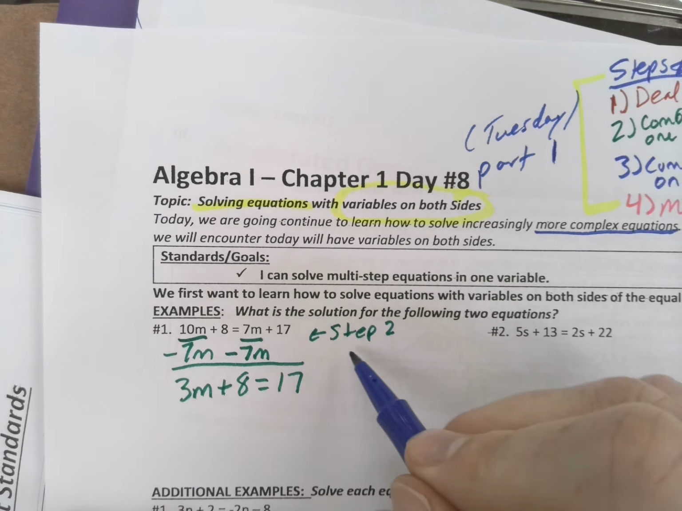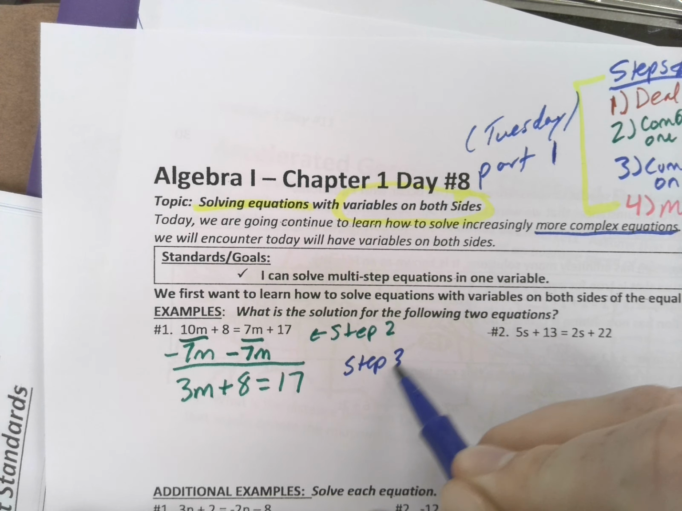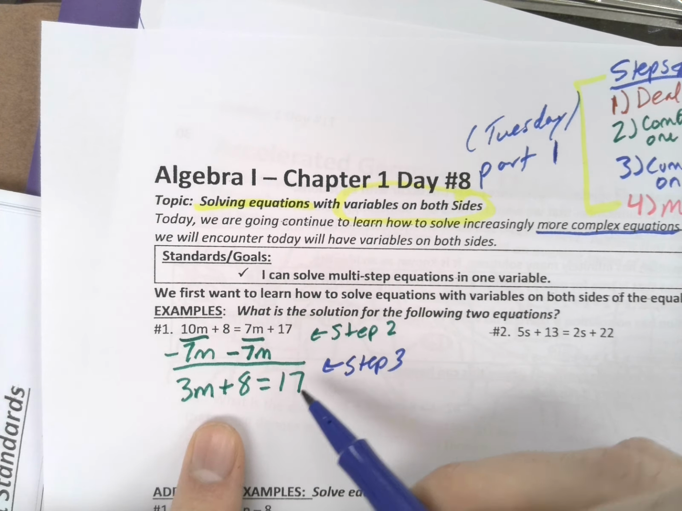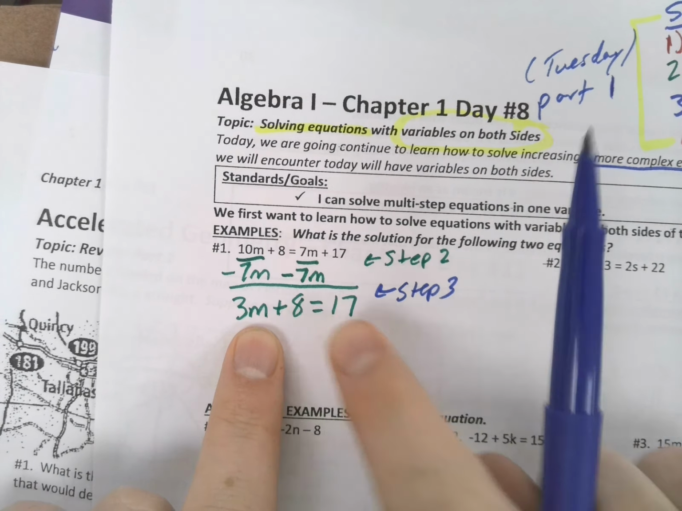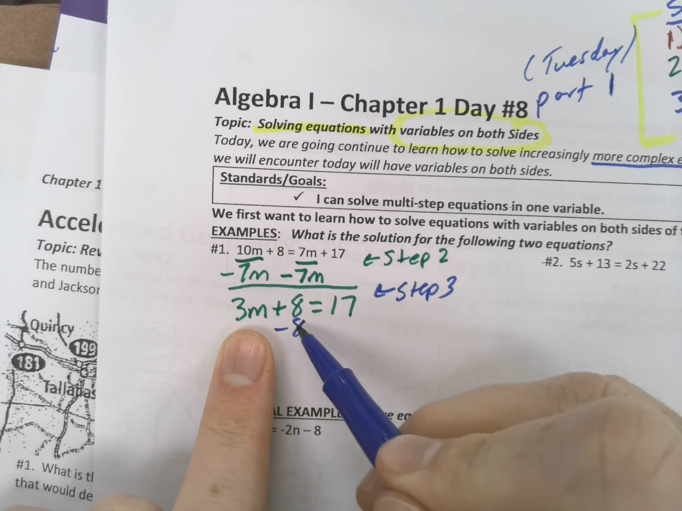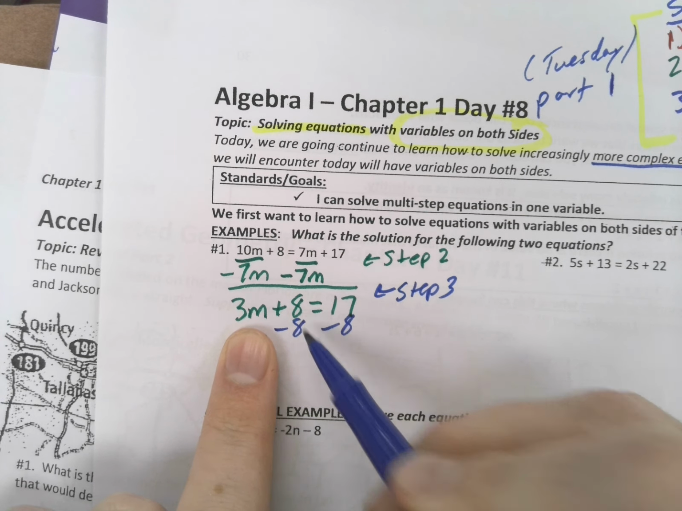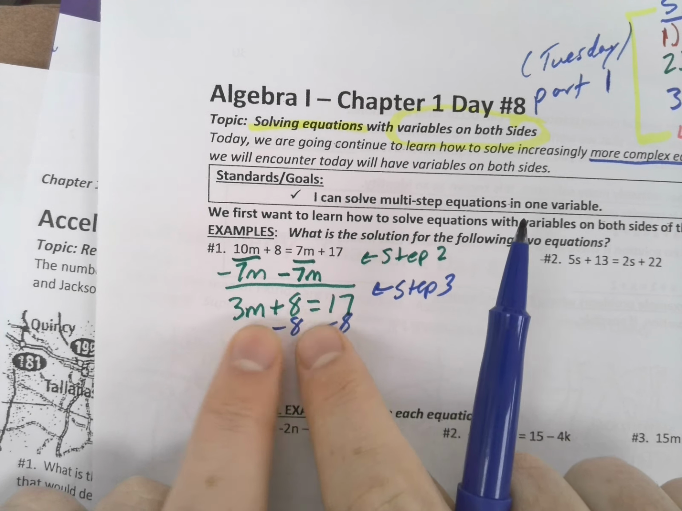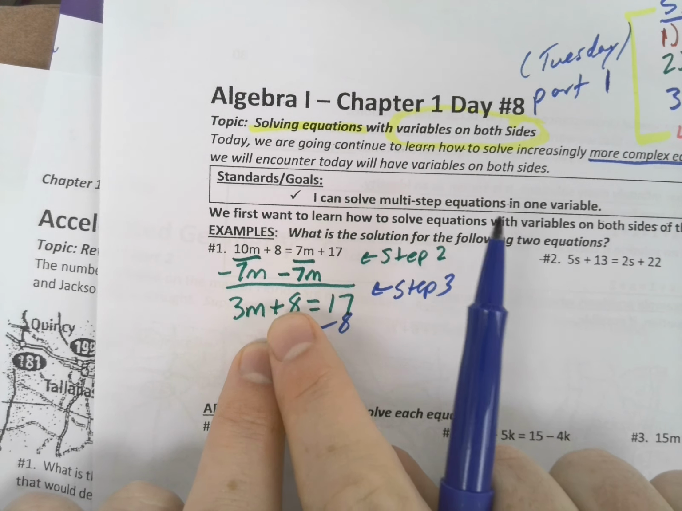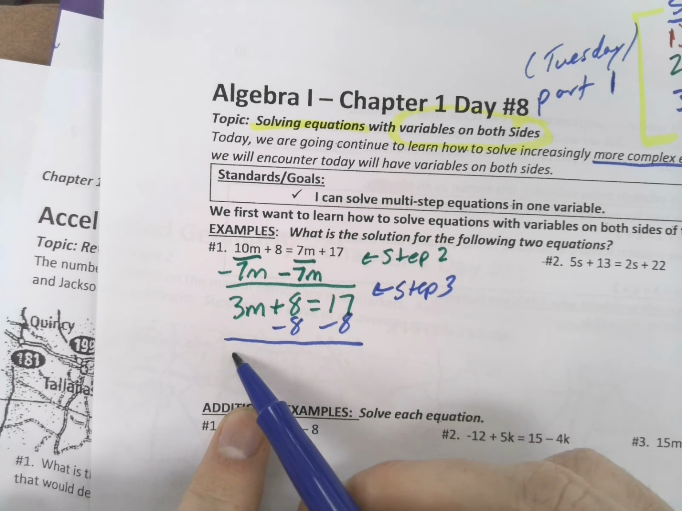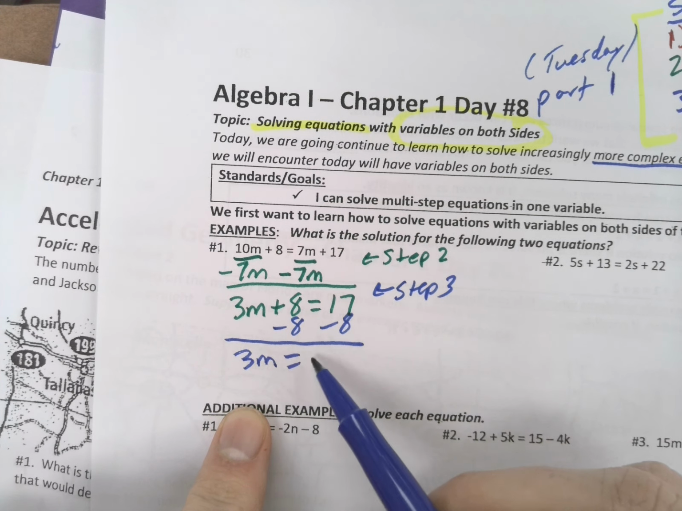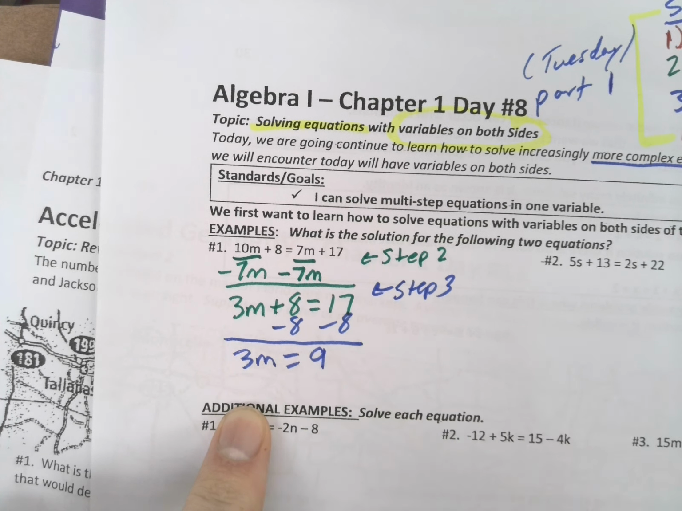Now, step 3, you don't have to do this, by the way, I'm just showing you. We're going to combine regular numbers on the other side. So if my variable's here, we need to get that 8 and move it over here. And the way we do that, to move a number across an equal sign, you have to do the opposite operation. If it's plus 8, you got to subtract 8. So 3m equals 17 minus 8 is 9.